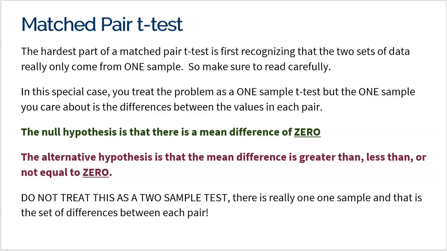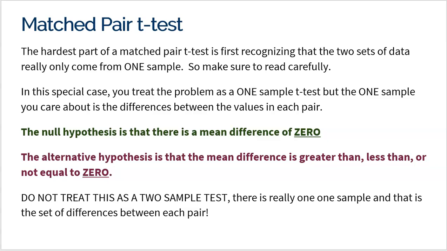In this special case, you treat the problem as a one sample t-test, but the one sample you care about is the differences between the values in each pair. So you don't care about the before, you don't care about the after, you don't care about the left and the right arm, you don't care about treatment A, you don't care about treatment B, you care about the differences between every single subject. So the null hypothesis is that there is no mean difference. And the alternative is that, no, I think there is a positive difference greater than 0, a negative difference less than 0, or just that there is a difference.